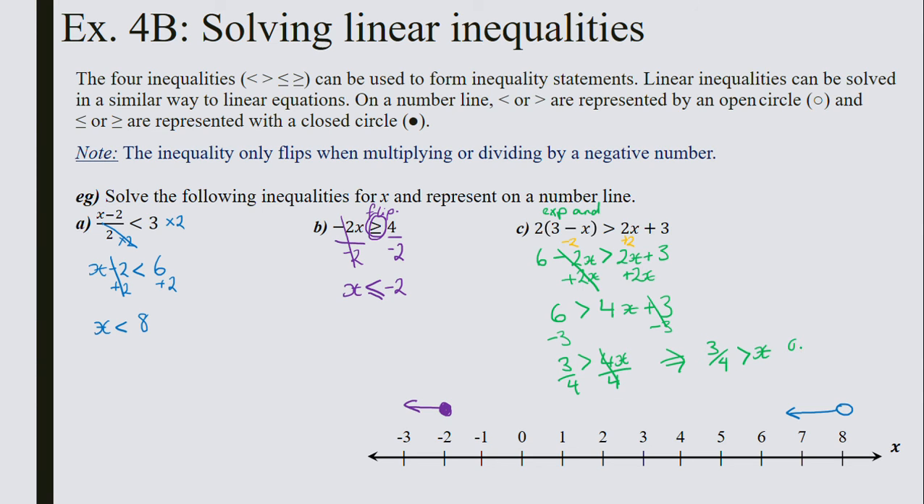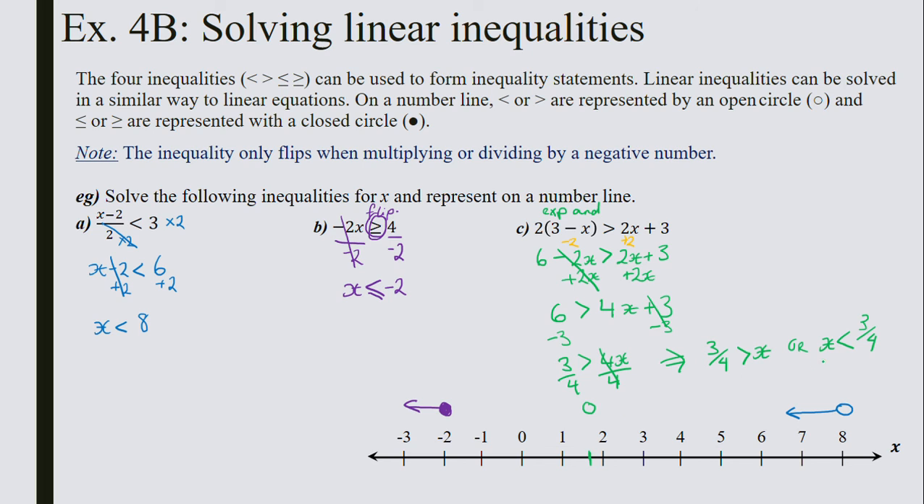Or x is less than 3/4. So I've just flipped everything when I write the opposite direction. And now we plot it. So 3/4 is about here. I've got a less than or greater than symbol, so not an equal symbol. I'm going to draw a hollow dot.